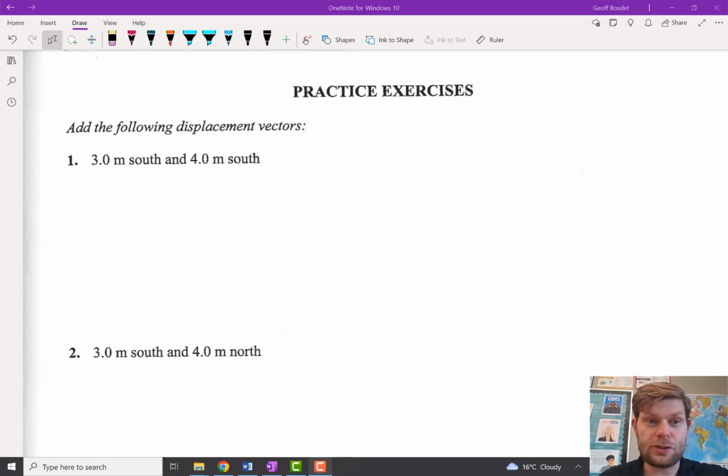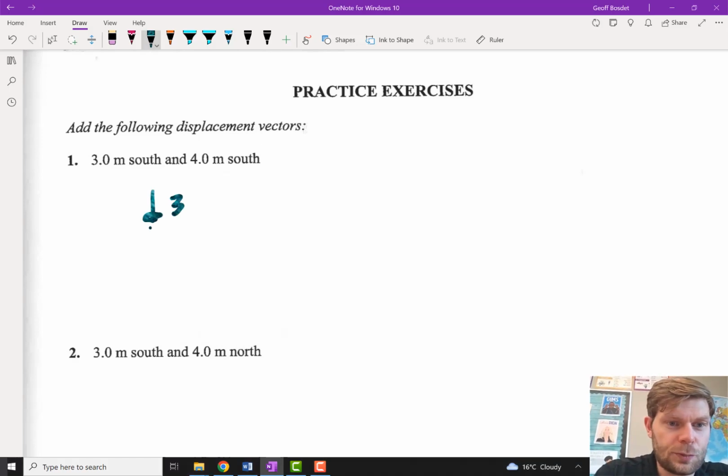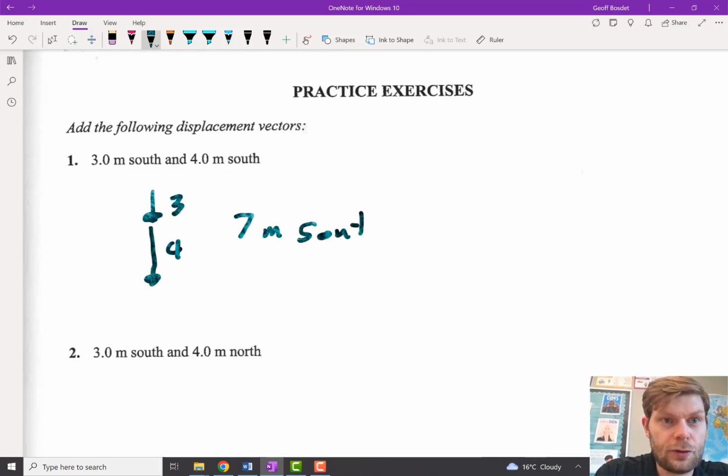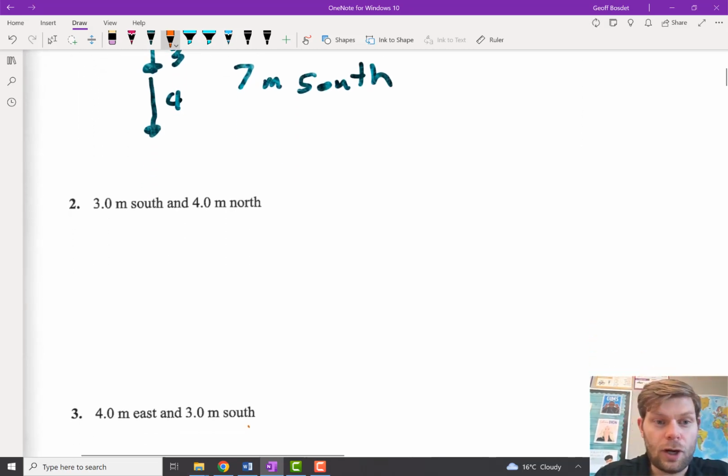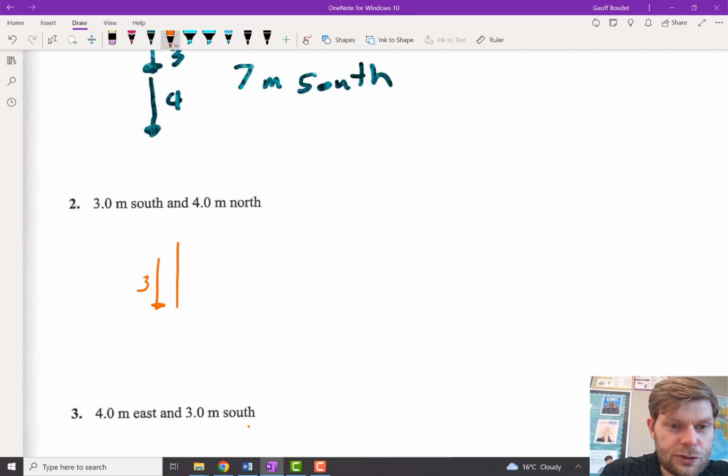So first question, if you walk 3 meters south and then 4 meters south, how far are you from where you started and in what direction? You will be, unsurprisingly, 7 meters south of where you started. If you walk 3 meters south and then 4 meters north, you're just going to be 1 meter north from where you started.